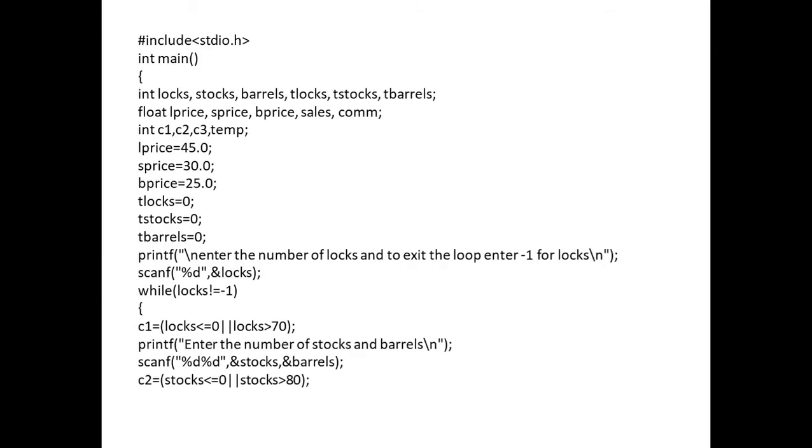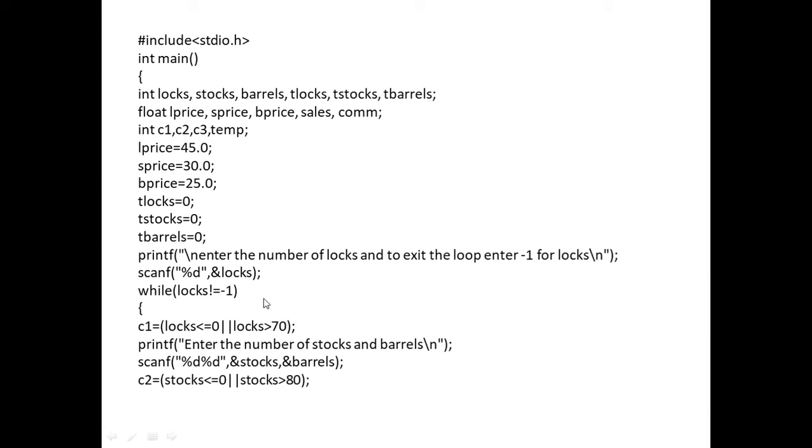Now this is the program, and as all of you know, we have declared locks, stocks, barrels, T locks, that is total locks, T stocks, total stocks and total barrels. And what are the prices? Lock price is 45, stock price is 30, and barrel price is 25. Initially the total locks, total stocks and total barrels are 0.